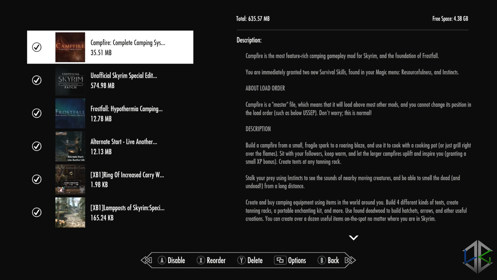Today I'm going to quickly go over for you guys this here, which is the load order. If you already know what it is and the basics, but are just looking for a quick guide on where to put mods in the load order, then you can skip ahead. I will put the time in the description exactly where that point is. If not, let's get started.